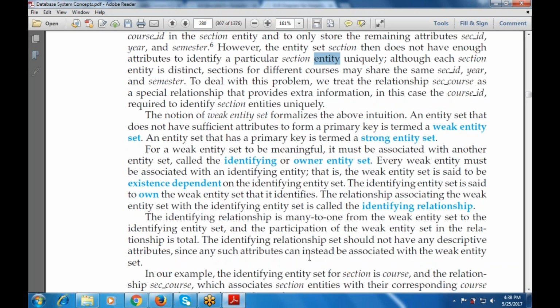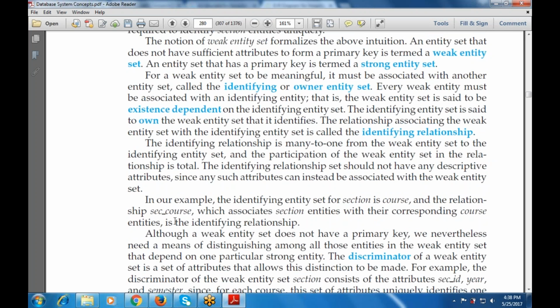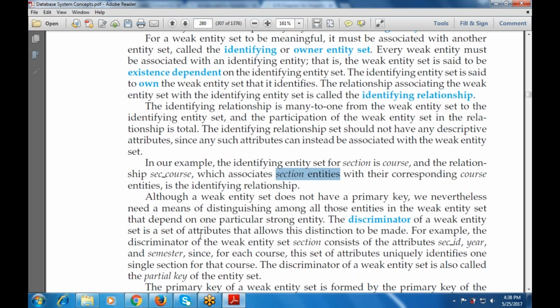This identifying relationship set should not have any descriptive attributes, since any such attributes can instead be associated with the weak entity set. So in our example, the identifying entity set for the section is course, and the relationship set that associates the section entity with the corresponding course entity is the identifying relationship. The weak entity set does not have a primary key that can be used to differentiate among all entities; it depends on one particular strong entity.